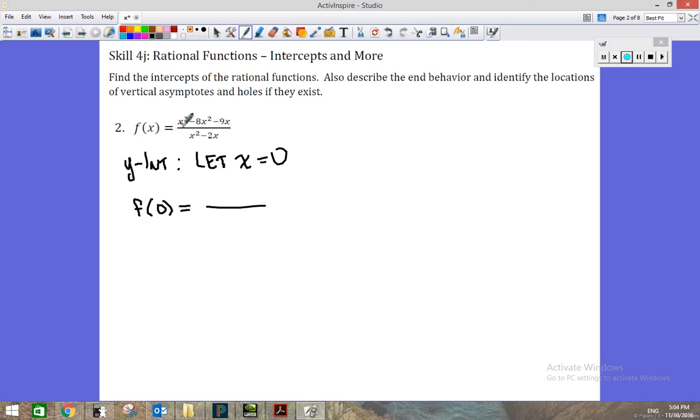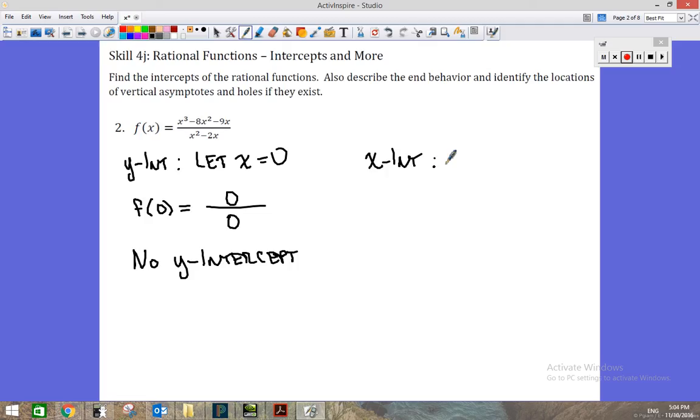If x is 0, well, the whole numerator is 0, but so is the whole denominator. And 0 divided by 0 is undefined, so this graph has no y-intercept. This graph will not cross the y-axis. What about x-intercepts?